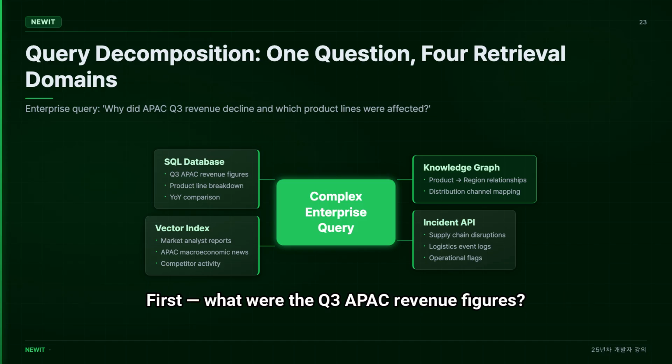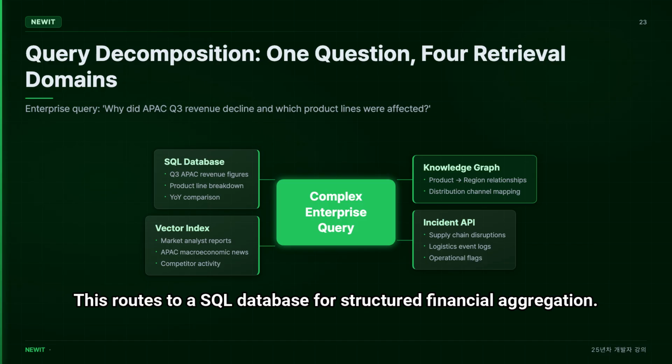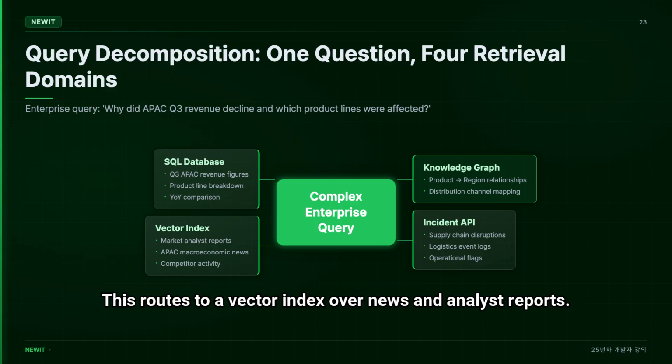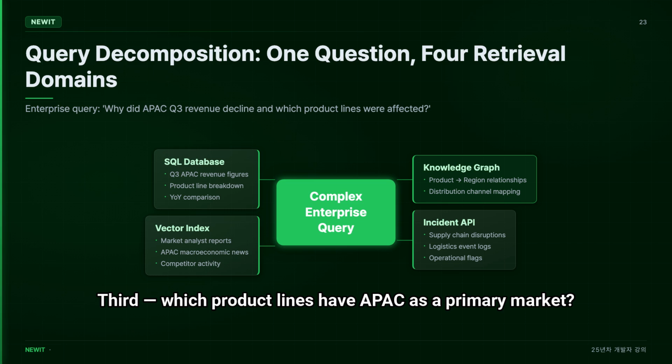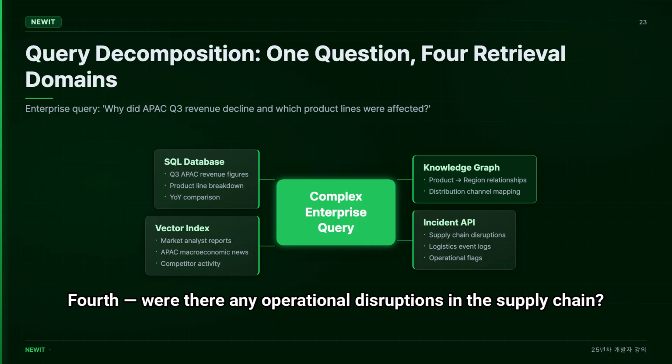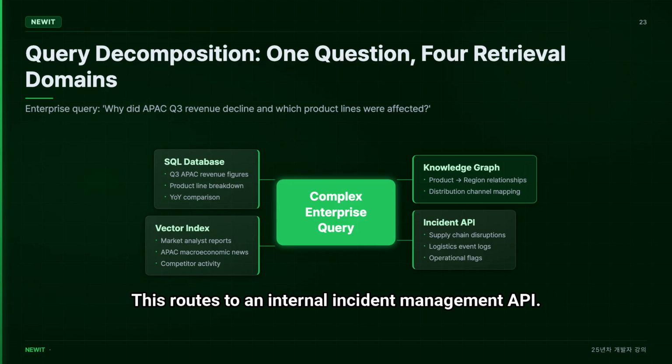First, what were the Q3 APAC revenue figures? This routes to a SQL database for structured financial aggregation. Second, what external market conditions affected APAC in Q3? This routes to a vector index over news and analyst reports. Third, which product lines have APAC as a primary market? This routes to a knowledge graph traversal of product-region relationships. Fourth, were there any operational disruptions in the supply chain? This routes to an internal incident management API.